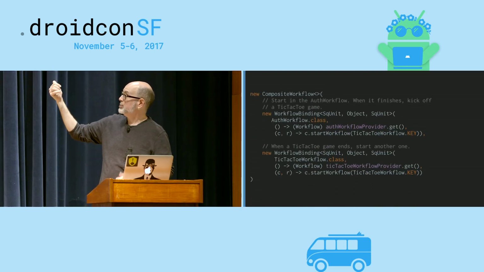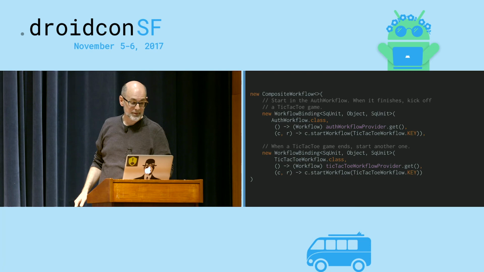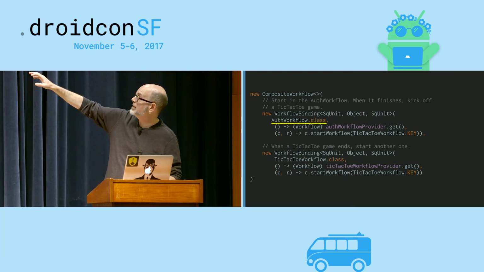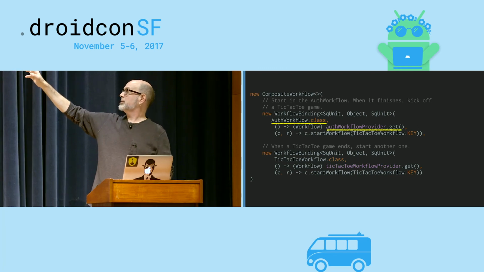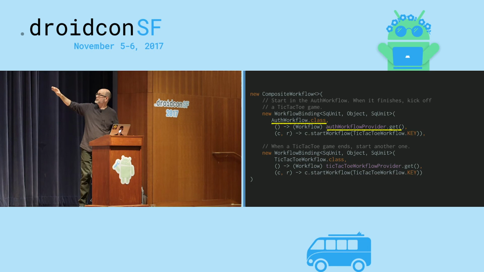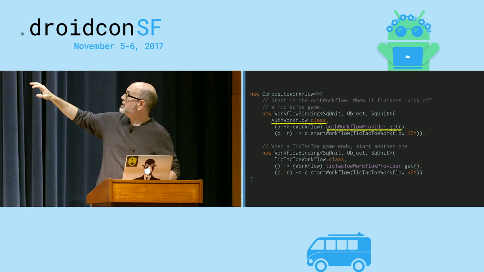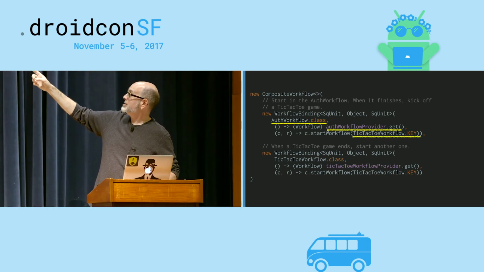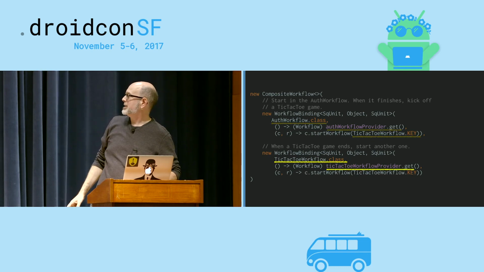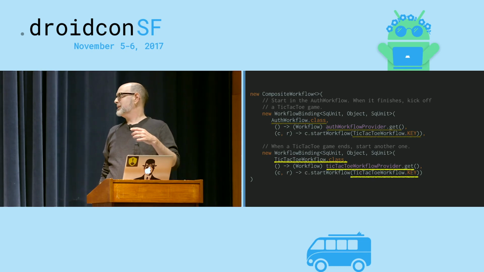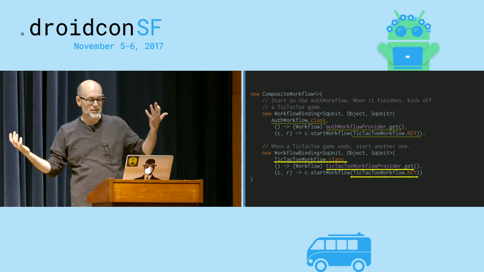And this is actually real code that builds a composite workflow, something like that, where I've got a workflow binding where I tell myself that whenever I need to start up the workflow class, I'm going to pull an instance of it out of this workflow provider that I injected from Dagger, probably, because we can't seem to stop using it. And when it ends, it'll tell itself to start the tic-tac-toe workflow. The tic-tac-toe workflow pulls out of that factory, and when the game ends, we'll just start up another tic-tac-toe game, because why wouldn't we?